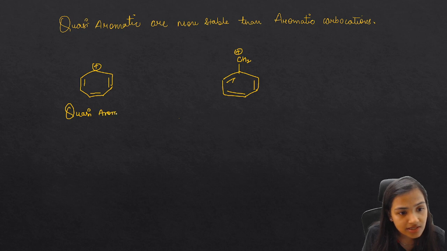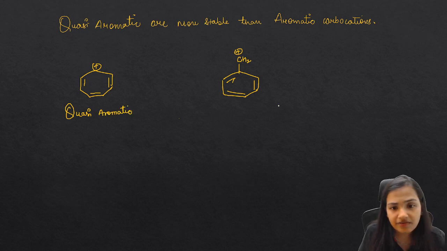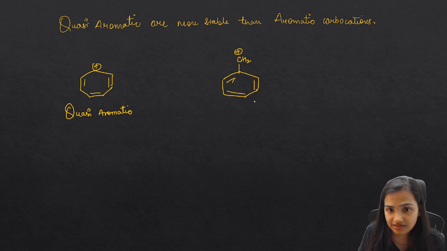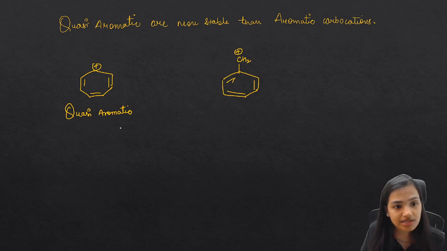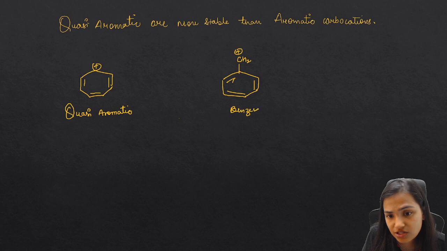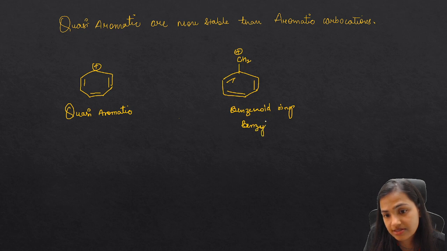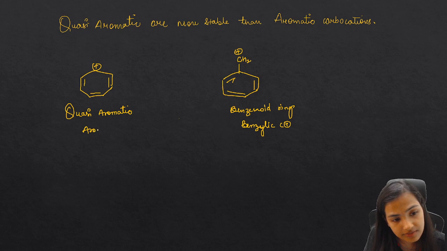This is quasi aromatic. Yeah, we can say that this is aromatic. Okay, but is this carbocation aromatic? No. See, what can you understand? This is a benzenoid compound, a benzenoid ring. Or you can say that this is a benzylic carbocation, and this is an aromatic carbocation.